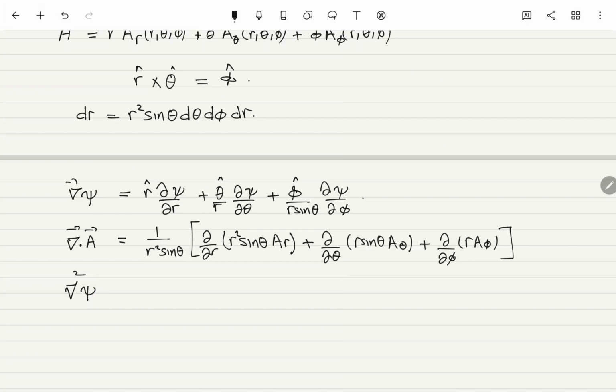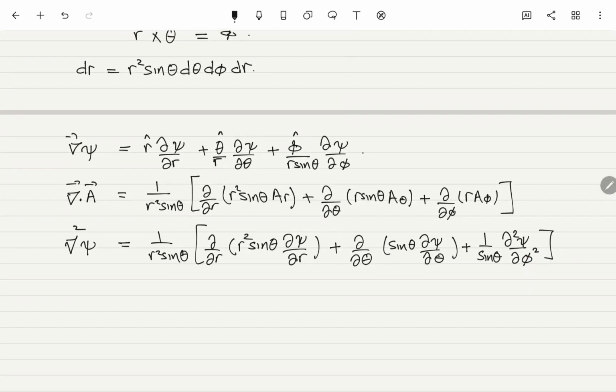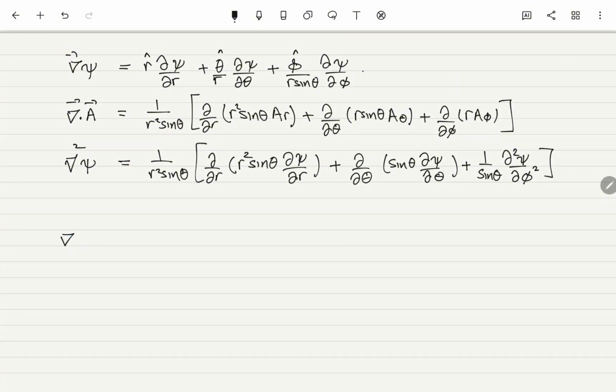Laplacian psi is equal to 1 over r square sine theta, partial of r square sine theta partial psi partial r, plus partial theta of sine theta partial psi partial theta, plus 1 over sine theta partial 2 psi partial phi square. And the last quantity is the curl A.